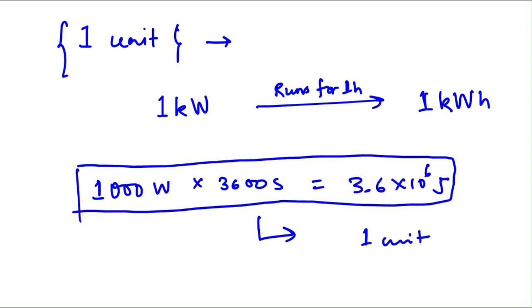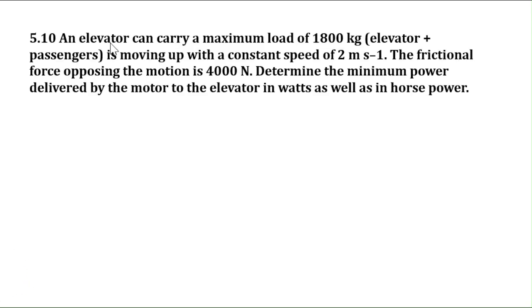Now, at the end, one example, and then the remaining things we will discuss in the next video. The remaining topic is collisions. So let me write this example for you. The question is: an elevator can carry a maximum load of 1800 kg. So let's say elevator plus passengers means total force, which we can calculate from here.